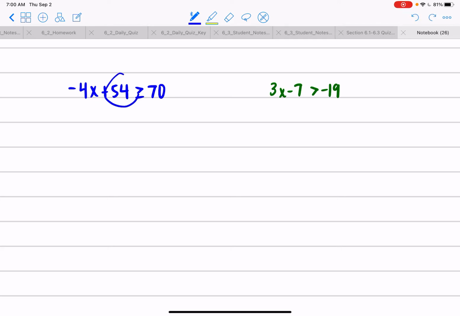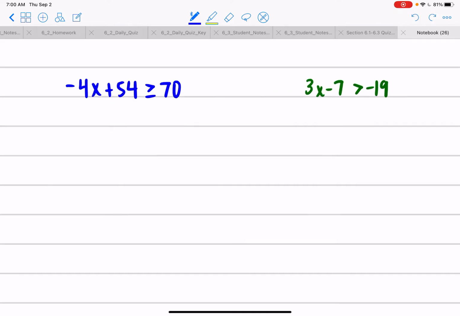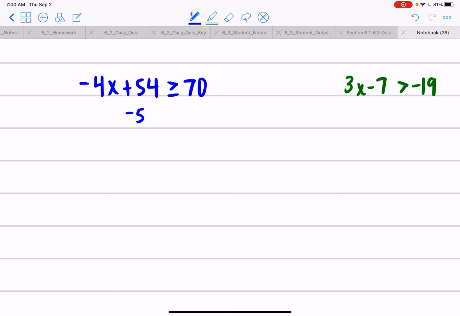And what we're going to do is we're going to have to get rid of the 54. We're going to have to get rid of the negative 4 here. So for me personally, I like to minus 54 first. Remember, whatever's being done over here, you want to do the opposite. So it's plus 54, so we're going to subtract 54. So we got negative 4x is greater than or equal to 16.